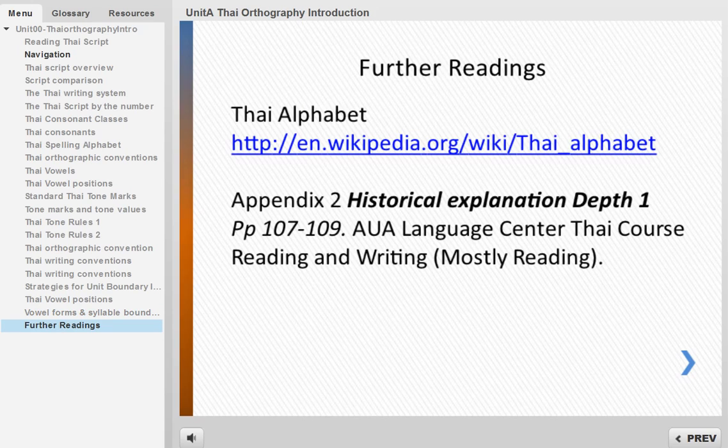This concludes the overview of the Thai writing system. For further information, here are 2 recommended readings, one from Wikipedia and one from the Thai 107 textbook.